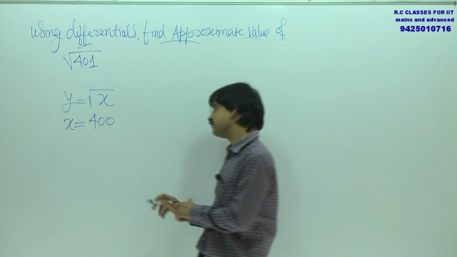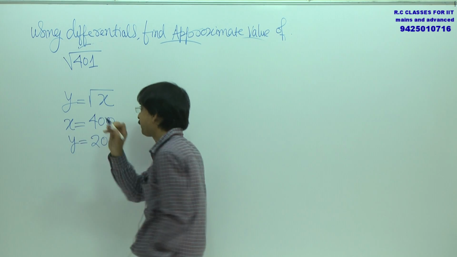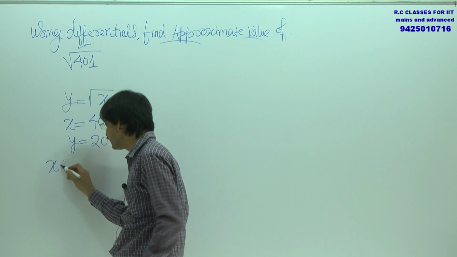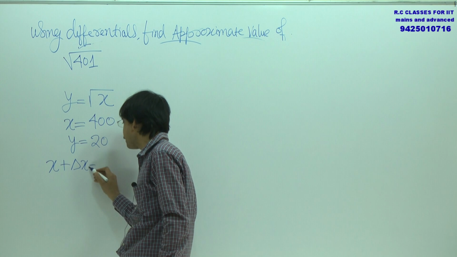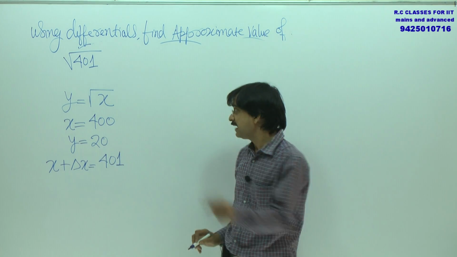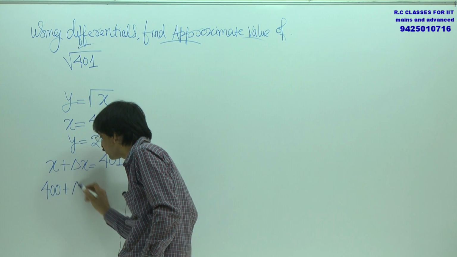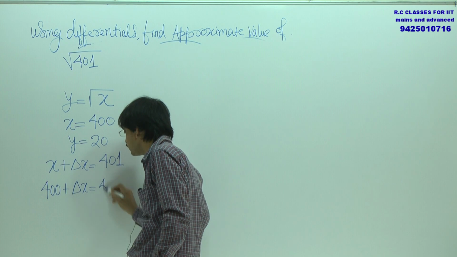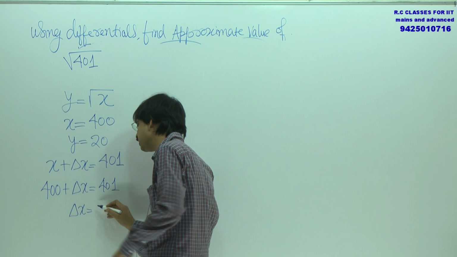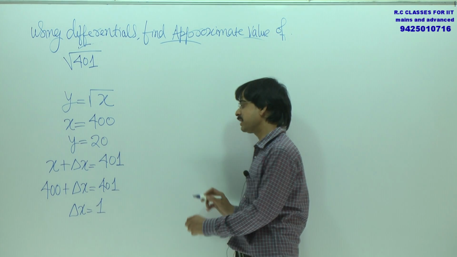So corresponding to x equals 400, the value of y is no doubt 20. We want to calculate root over 401. So actually x plus delta x is equal to 401, right? X is 400. So delta x is 401 minus 400, that is 1. So that delta x is coming as 1.